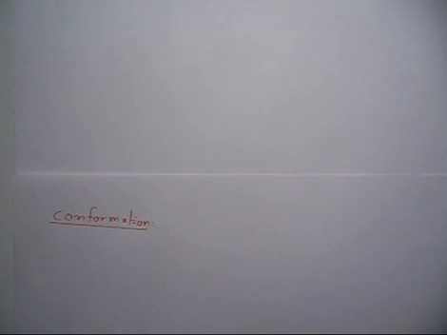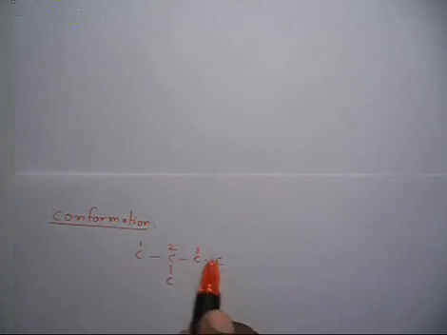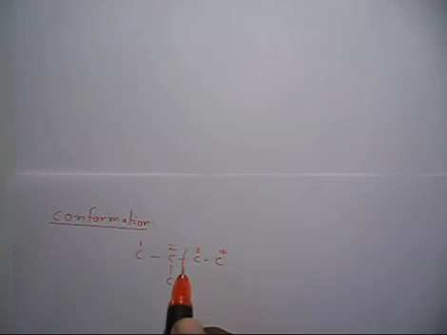So this says 2-methyl butane. So 1, 2, 3, 4. 2-methyl butane. Sighting along the C2-C3 bond, draw the Newman projection. So C2-C3, so this is carbon 1, this is 2, this is 3, this is 4. So we have to draw the conformational analysis. We have to draw the different conformers along the C2-C3 bond.